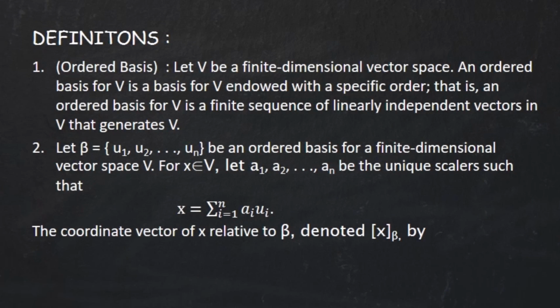We already know that a basis for a vector space is a subset of the vector space which is linearly independent and spans the vector space. Now comes an ordered basis. If V is a finite dimensional vector space, then an ordered basis is a basis for V endowed with a specific order. Ordering means that you know which element is the first element, which is the second element, and so on. So basically the ordered basis is a finite sequence of linearly independent vectors which generate the vector space. Okay, so what is a sequence?